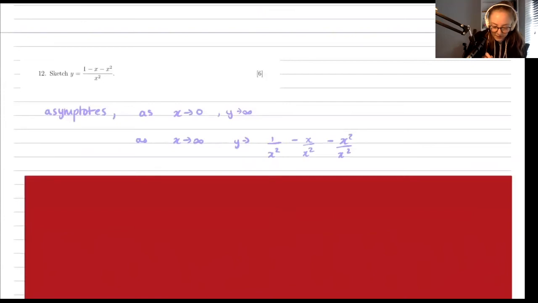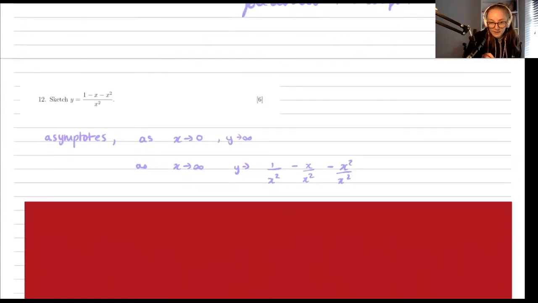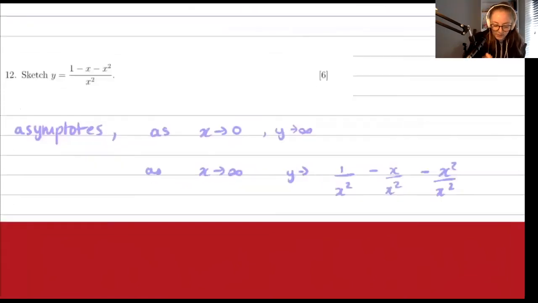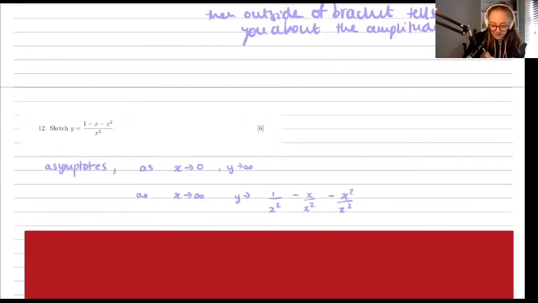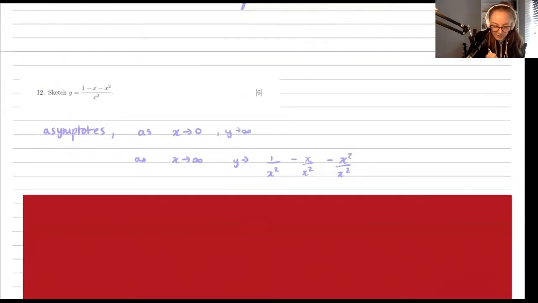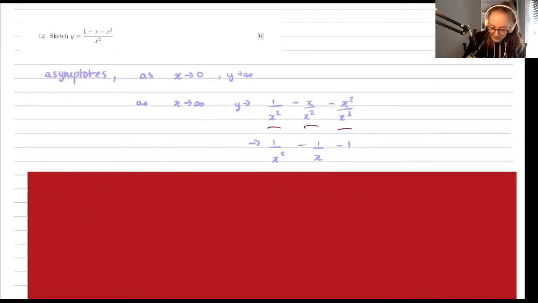And then the next asymptote that I like to look at is to say, okay, well, if x is getting bigger and bigger, what's happening to y? I find the easiest way to envision what's happening here is to break this up into the 3 constituent parts. So we know that 1 minus x squared, all divided by x squared, is the same as 1 over x squared minus x over x squared minus x squared over x squared. So we can simplify it to look like this.